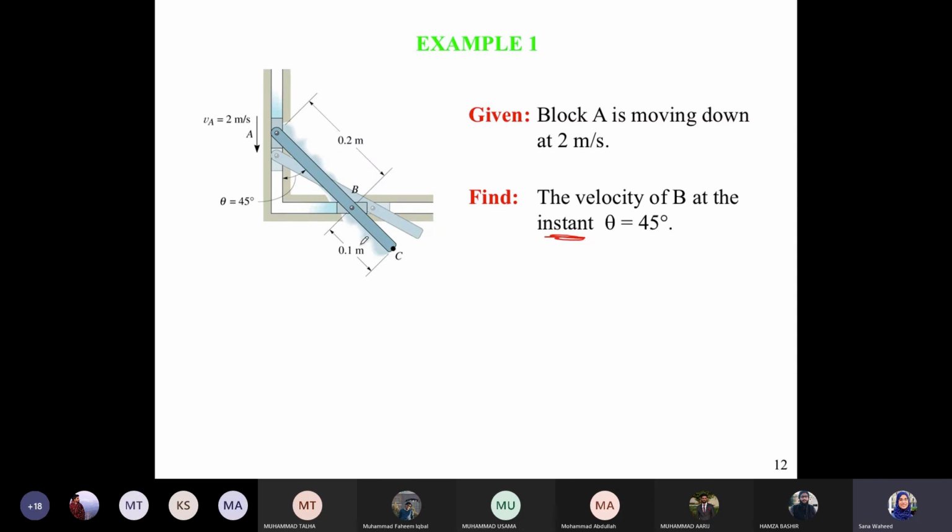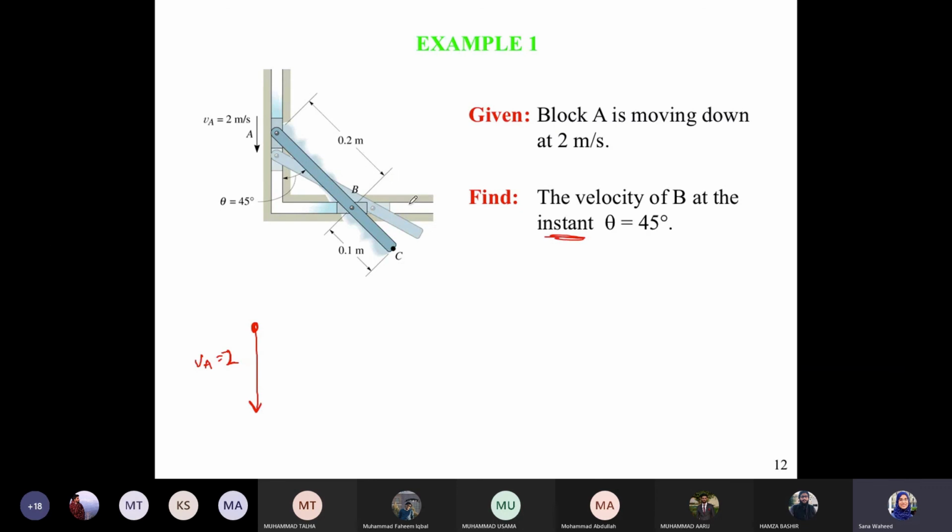So I'll try to do it directly first. In case I make a mistake, then I'll skip it. So VA I know is downwards, it's 2 meters per second. VA is done. Then the next thing I know is that VB is going to be horizontal. So why don't I draw that it has to be horizontal like this. What else do I know? I know the direction of VB by A.